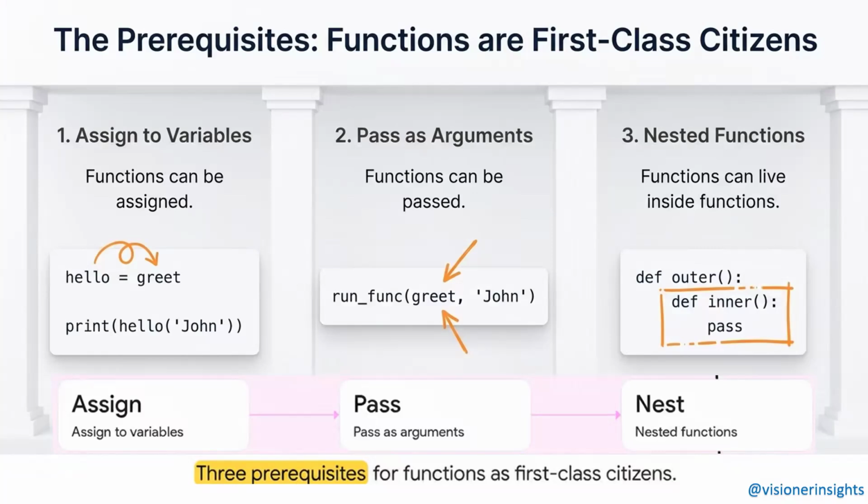And this brilliantly illustrates exactly what that looks like in code. First, see how we can assign a function called greet to a brand new variable just by saying hello equals greet? Notice there are no parentheses there. Second, we can take that greet function and pass it directly into another function, like runfunc, just like it's a normal, everyday argument. And third, check out how we can define an inner function entirely inside the block of an outer function. This nesting is absolutely crucial because it allows the inner function to access variables from the outer function's scope. This specific ability to pass functions around like variables and nest them inside one another is the exact mechanical foundation that makes decorators even possible.